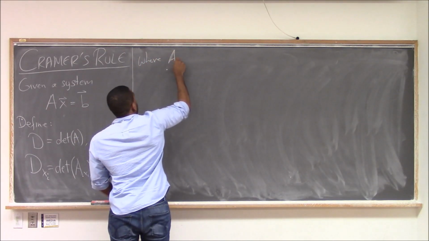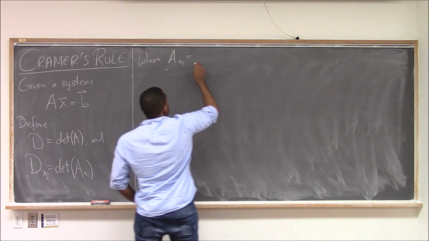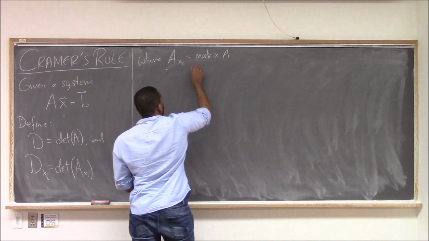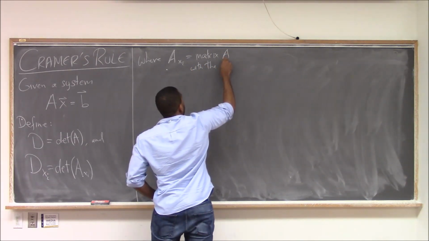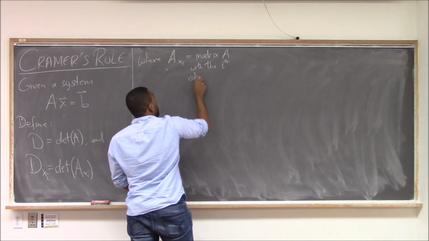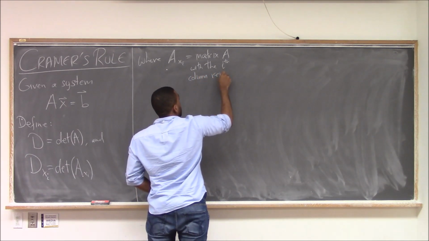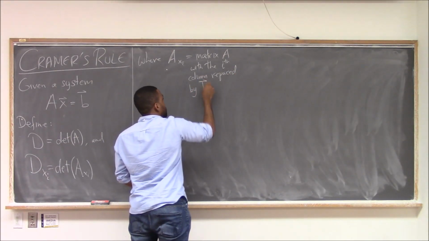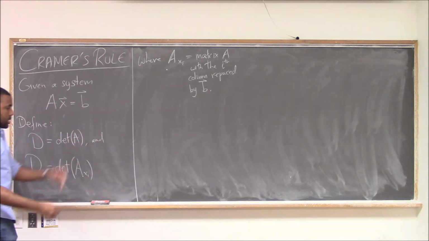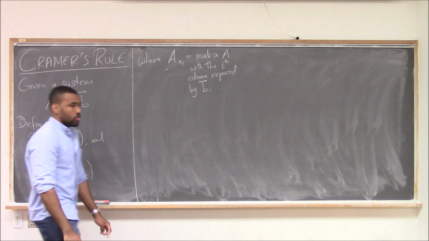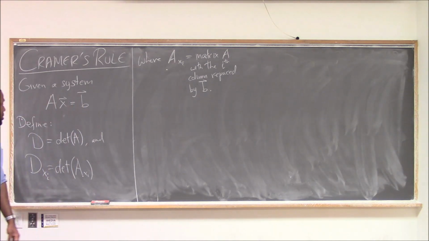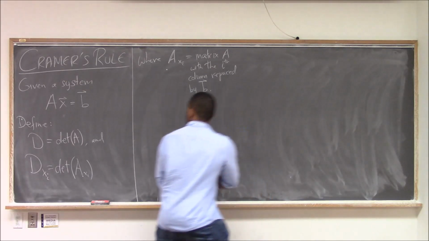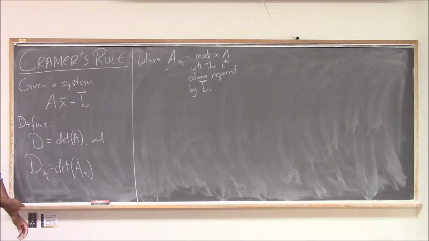where A sub xi just means the matrix A with the ith column replaced by B. I'll write down an example of what this would look like. So we're defining these terms. Now here's what Cramer's rule tells us. You might have seen it before, but I'm going to state it more generally.